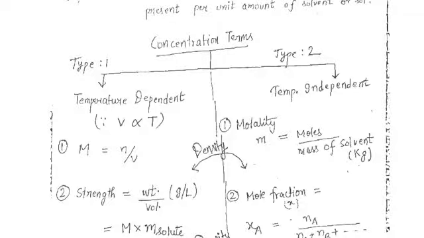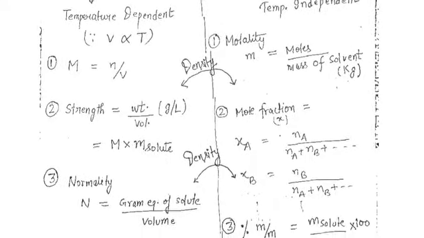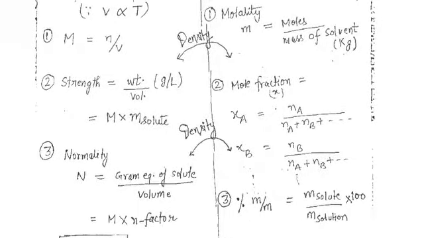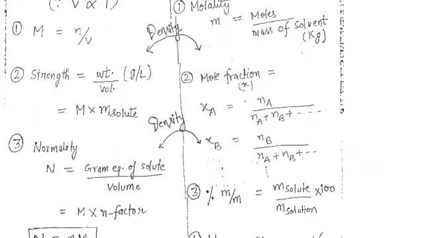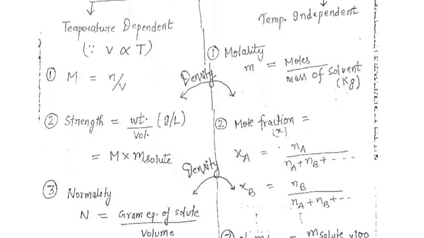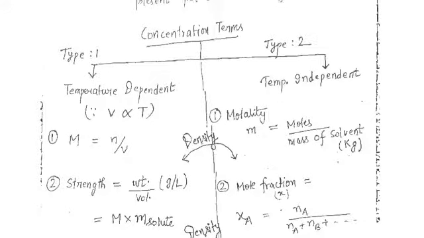For example, if normality is given to you and the question is asked about the percentage mass by mass, then by having the density with you, you can solve the question. You can calculate the mass by mass by using normality.